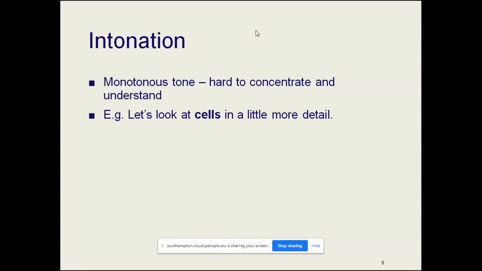So I said about that stressing of the key words and making sure that the sounds are even clearer, maybe slightly louder, slightly longer. So in this sentence, cells would be the key word, because that's kind of the new or different idea, a particularly important idea. And so we might read that something like this. Let's look at cells in a little more detail.